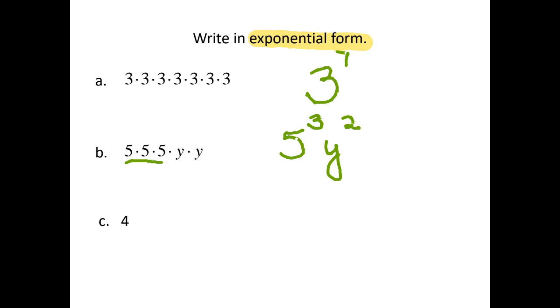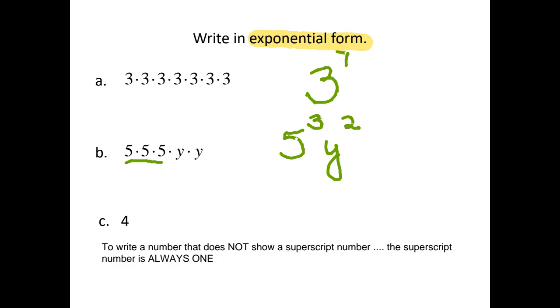To write a number that does not show a superscript number, the superscript number is always 1. Because how many times do you see the 4 in problem C? Just once. So the exponential form will be 4.